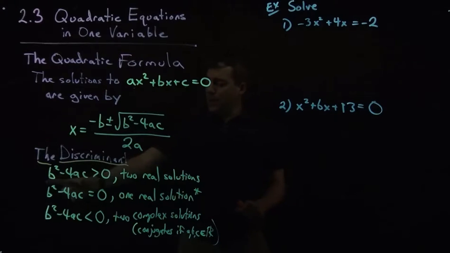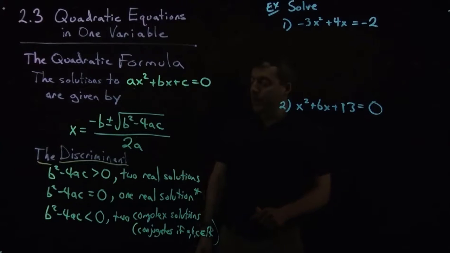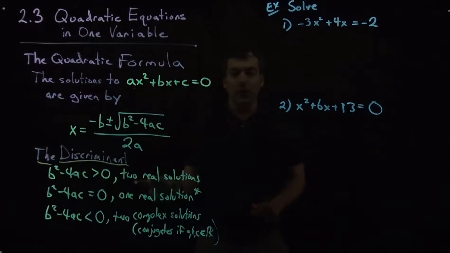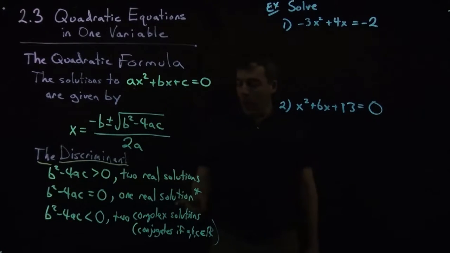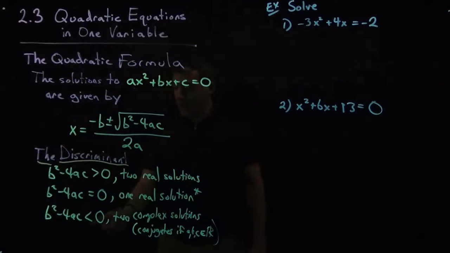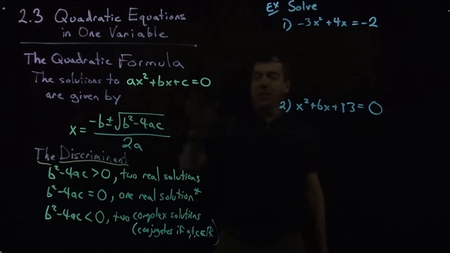For example, if the discriminant, the b squared minus 4ac, is positive, so greater than 0, you're going to have two real number solutions. If the b squared minus 4ac equals 0, you'll have one real solution. That will be a root of multiplicity 2. Talk about that later. B squared minus 4ac being less than 0, being negative, you'll have two complex solutions. And if the a, b, and c are real numbers, they'll be conjugates.